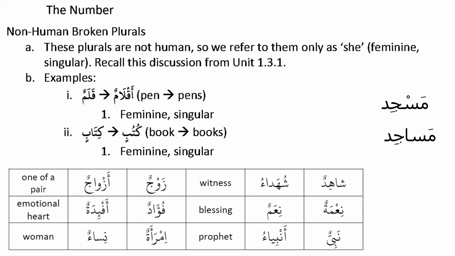Heart. Kulub means heart. Okay, so kalb means one heart, and kulub means many hearts. Does the word kulub sound like a broken plural or a normal plural? Of course, it's a broken plural because it doesn't have una in it. I don't say kulubuna or kulubina, right? So it's a broken plural.